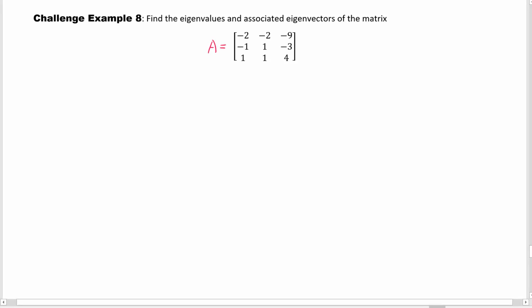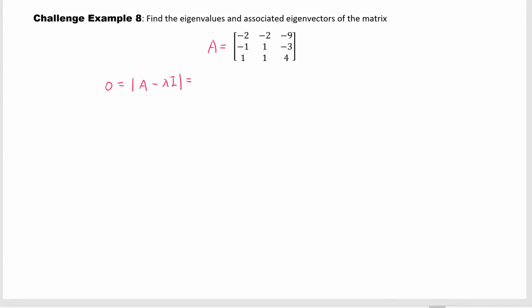Okay, so this is our A. And then we compute the characteristic equation, which is the determinant of A minus lambda I. So we subtract lambda from the diagonal elements, and then minus 1, all the other entries stay there. Okay, so here, let's calculate the determinant. Let's use the first row. Then this is plus, this is minus, this is plus.